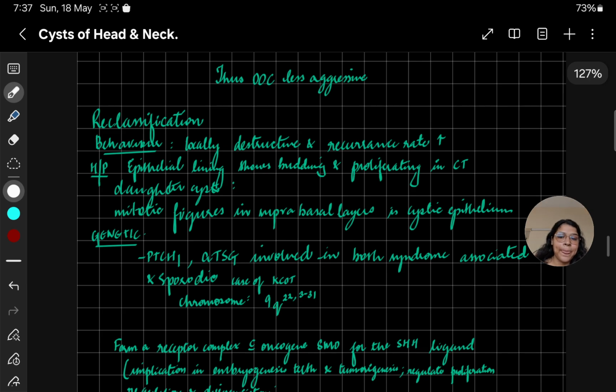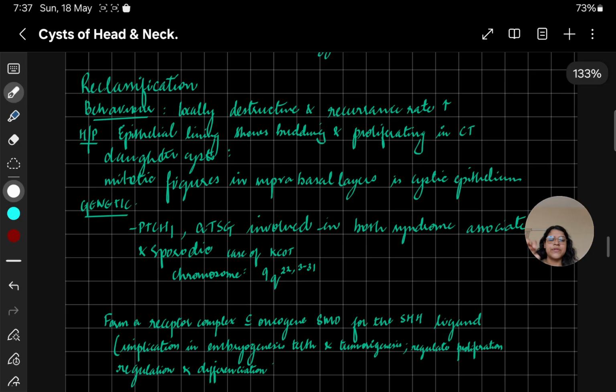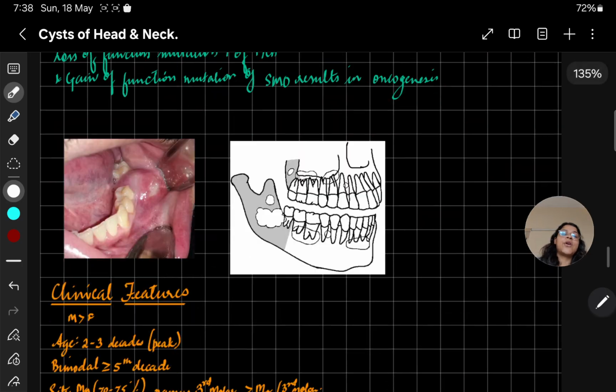Next, it was reclassified because of the behavior. It was locally destructive, it was not spreading, and the recurrence rate was increased, 25%. Histopathology: the epithelial lining shows budding and proliferation in the connective tissue, daughter cysts. So it was locally destructive and the recurrence rate was high. Who was proliferating? The daughter cells, satellite cells. Mitotic figures were seen in the suprabasal layers in the cystic epithelium. So in the suprabasal layer you will see mitotic figures.